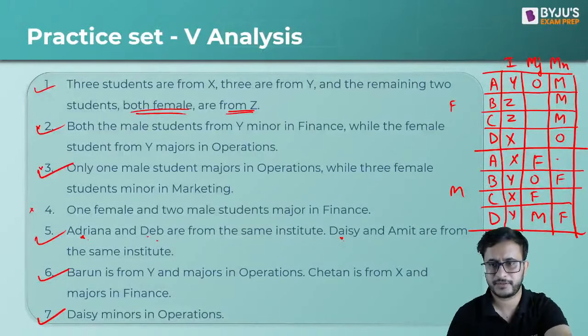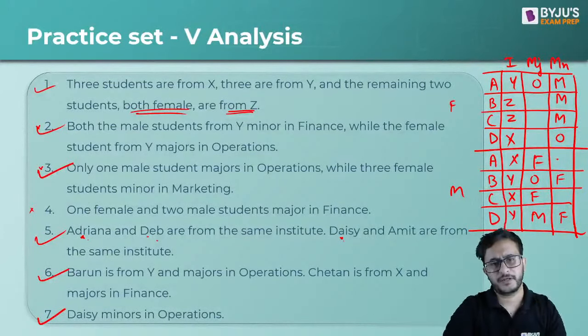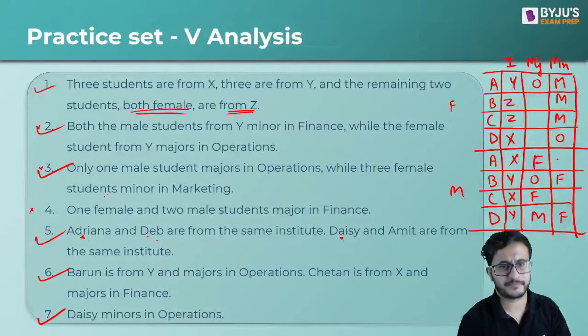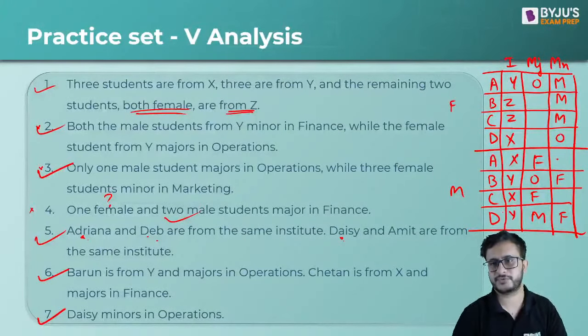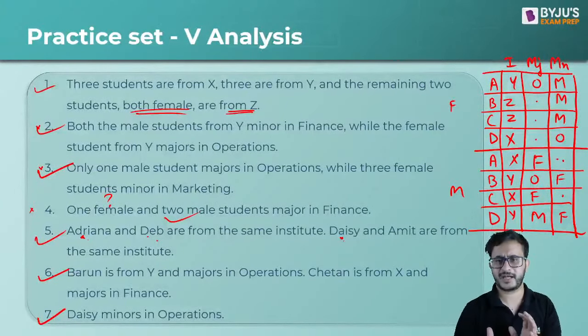And what else can we fill? I think this is the only information that we can fill. We cannot find who is that one female. Okay, 2 male students we have figured out, these are the 2 male students, and for these two we will not know the minors, for these three we will not know the majors, right? That is why it is CAT, right?